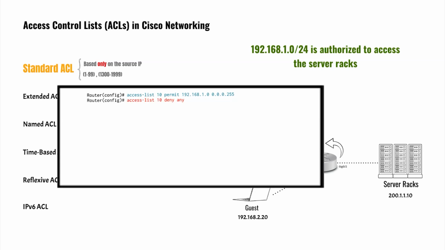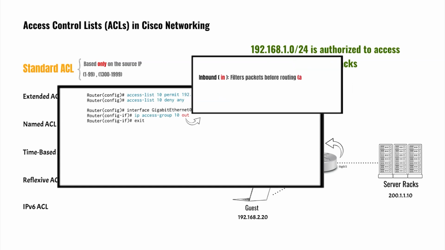The deny any command in ACLs blocks all other traffic, but it is optional because Cisco ACLs automatically include a hidden deny any statement at the end by default. Finally, the ACL is applied to the Gigabit Ethernet 0/2 interface in the outbound direction, meaning it filters traffic as it exits the router on that interface. It is important to note that ACLs filter traffic based on direction. Inbound ACLs filter packets before routing as they arrive, while outbound ACLs filter packets after routing as they leave.